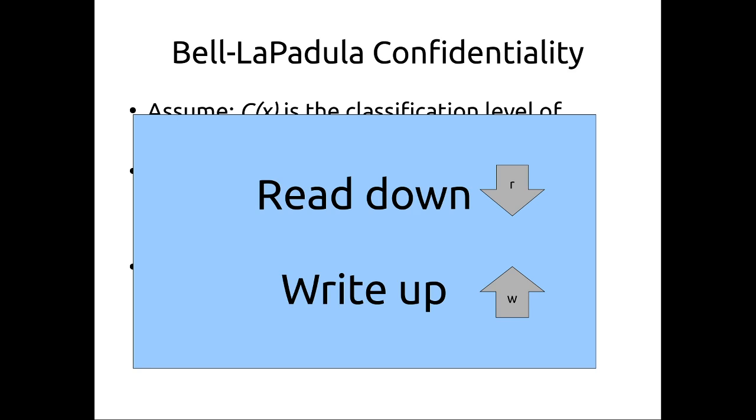So any citizen should be allowed to write a note to the president and share their grievances with them, right? So you should be allowed to write at your own confidentiality level and upwards, so that information can flow upwards, but information cannot flow downwards, right?